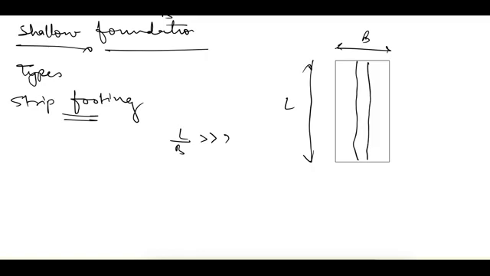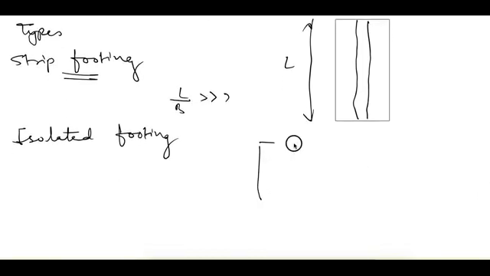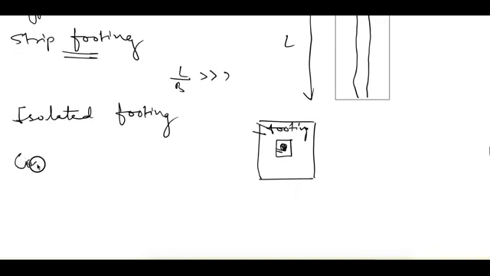After that, next is isolated footing. Isolated footing is made to carry the load from an individual column. If this is a column, this one is the column, so we apply the load and this is a footing. That is isolated footing.